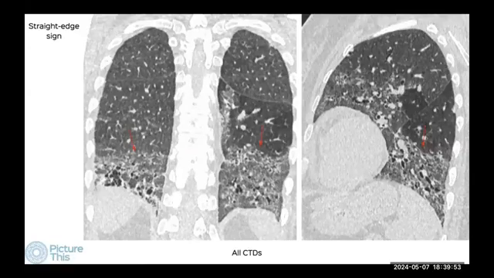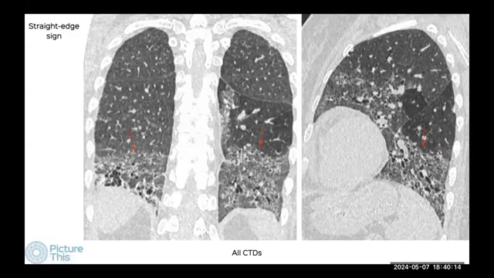The sign we use every day in practice is the straight edge sign, which is seen on the coronal and the sagittal images, where there's a very sharp demarcation between the abnormal and the normal lung. And when we see this sharp demarcation, it gives us a sense that the patient may have connective tissue disease.